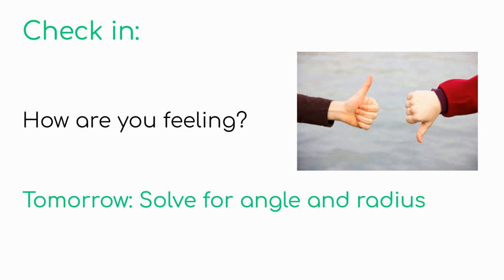So hopefully you're feeling pretty good. Tomorrow, just like with arc length, we're going to solve for the angle and the radius by working backwards. It's going to be a little bit more complicated because we've got that squared. But for your exit ticket today, you just have to be able to solve for arc length or sector area. So you have central angle divided by 360 times pi r squared.